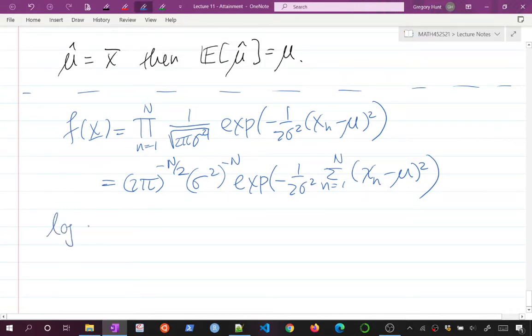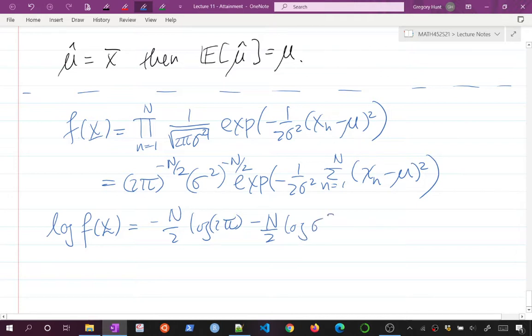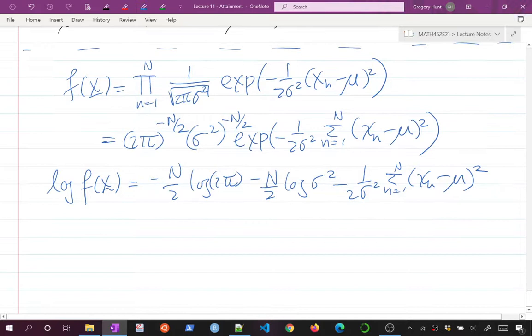Which means log of f of x is negative n over 2 log 2 pi minus, of course, there's over 2, I forgot. It should be n over 2 log sigma squared minus, the exponential just comes down, 1 over 2 sigma squared sum of x n minus mu quantity squared. Okay, and then we want the derivative with respect to the unknown parameter, in this case mu. Negative n over 2 log 2 pi does not depend on mu. Negative n over 2 log sigma squared does not depend on mu. That also goes away. What do we get?